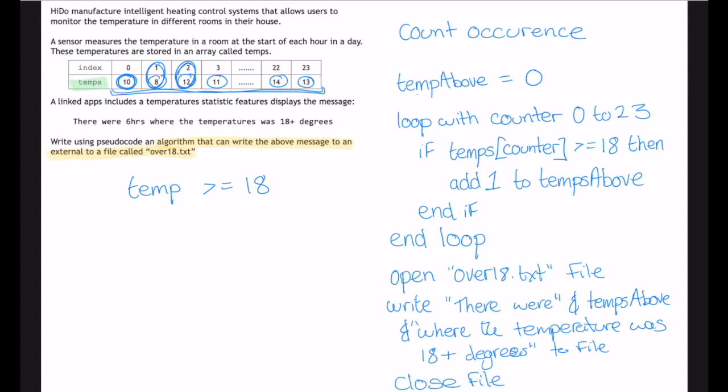So if I was an SQA marker looking at this question, there are a number of key things I would be looking for. I'd be looking for the fact that you have got a loop and you're looping through the array. I would be looking at the fact that you're looking for a specific value or a specific condition to be met. I'd be looking that you initialize your counter as 0 and then you increment it when your if statement is true. As for the file handling, I'd be looking to see that you have opened the file, that you have closed the file, and that you have written the content to the file.